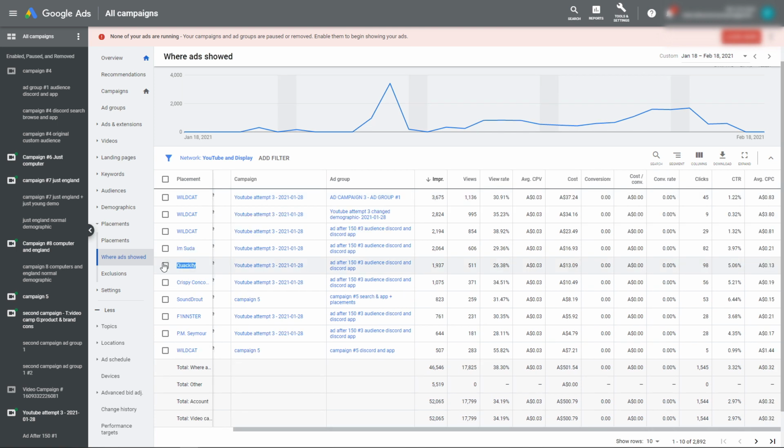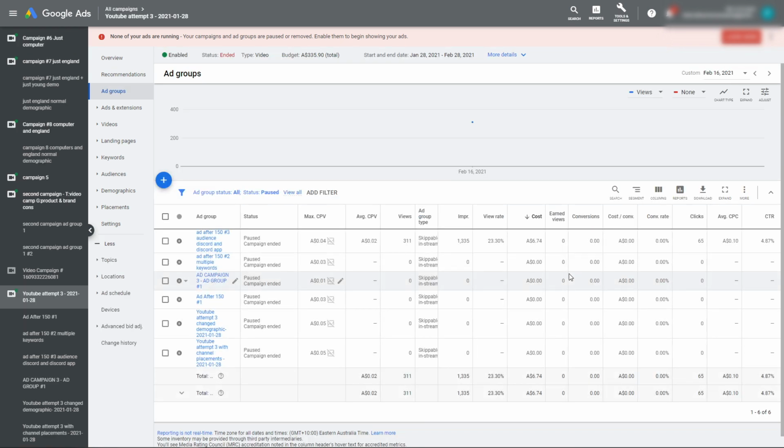We also spent $13 on Quackity's channel, which actually gave us the best returns at 13 cents cost per click and a 5% click-through rate, which makes a lot of sense as a lot of his videos are based around Discord. With that being said, I can make a pretty good guess that most of my new Discord members are males aged between 18 and 24 who live in England or America, mostly use mobile, and also like to watch Wildcat.